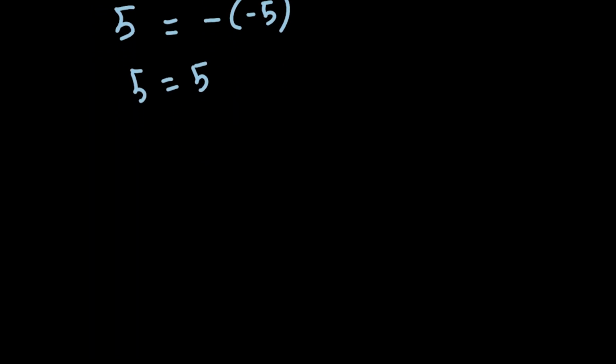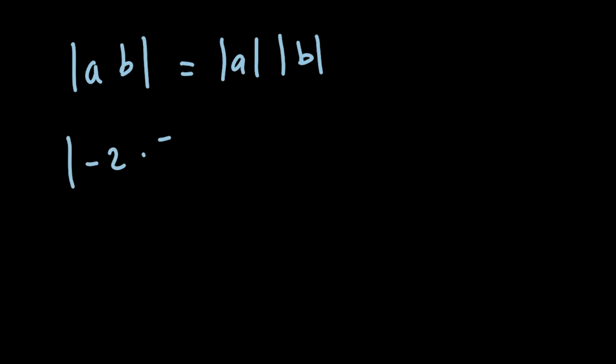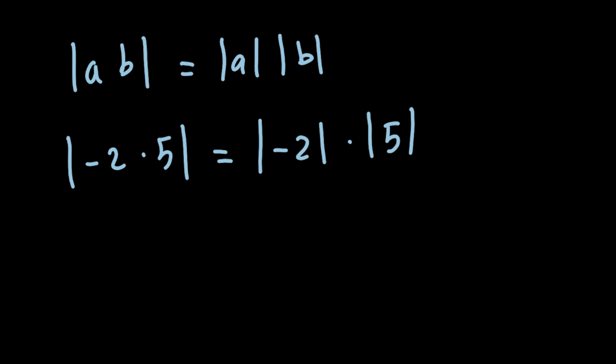Let's see the next property. It says that a multiplied by p inside the absolute value equals the absolute value of a multiplied by the absolute value of p. For example, the absolute value of minus 2 multiplied by 5 equals the absolute value of minus 2 multiplied by the absolute value of 5. The absolute value of minus 2 is 2, and the absolute value of 5 is just 5, and we get 10.